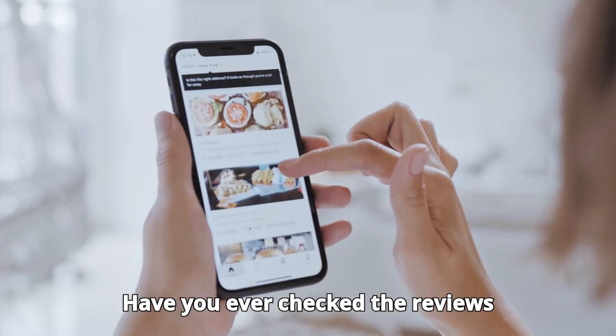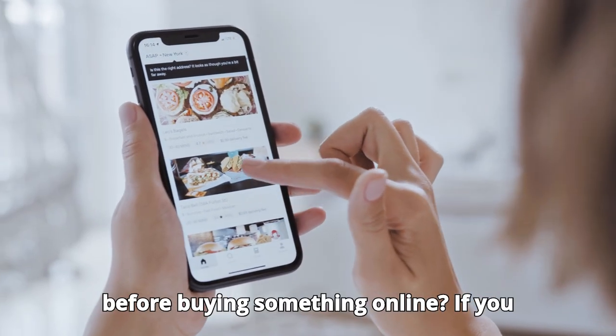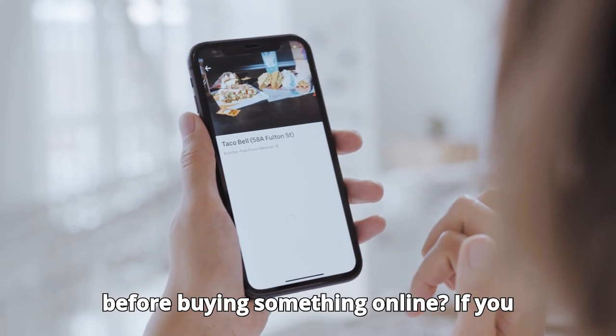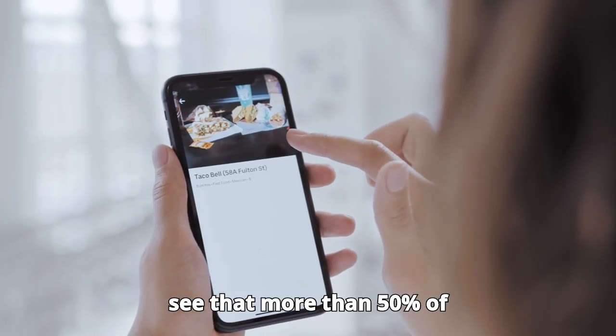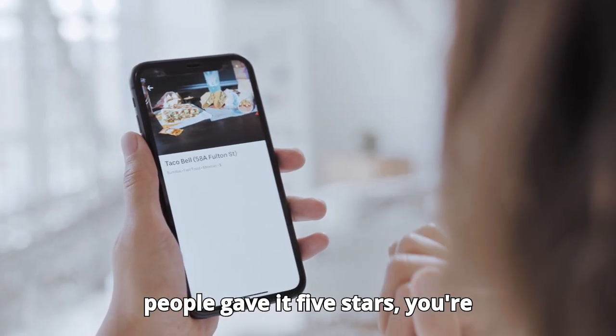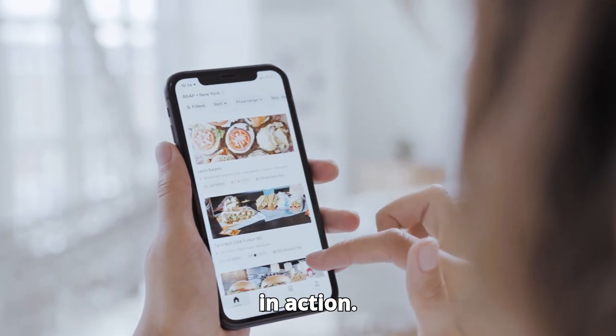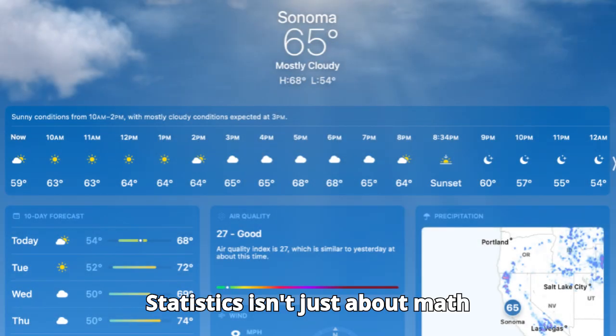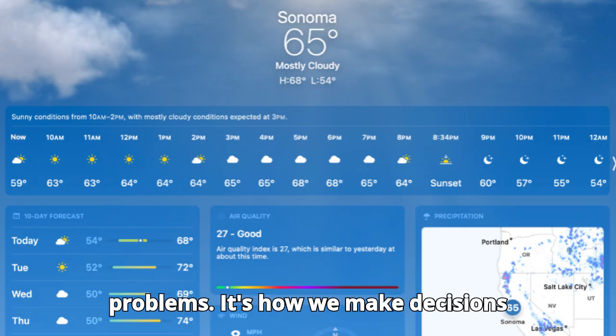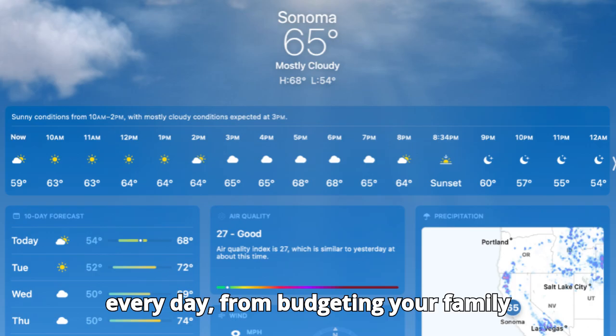Have you ever checked the reviews before buying something online? If you see that more than 50% of people gave it 5 stars, you're likely to buy it. That's statistics in action. Statistics isn't just about math problems, it's how we make decisions every day.